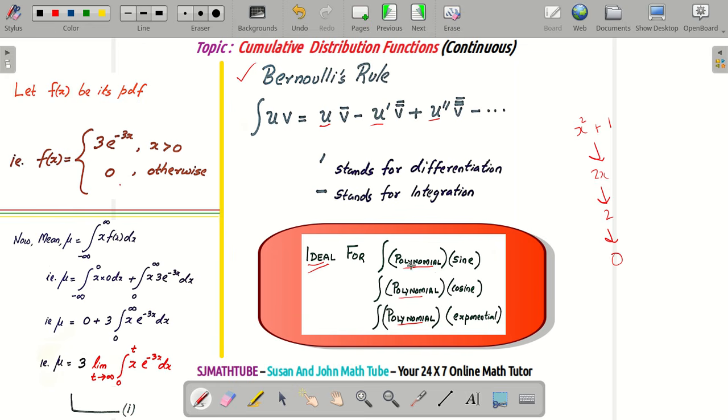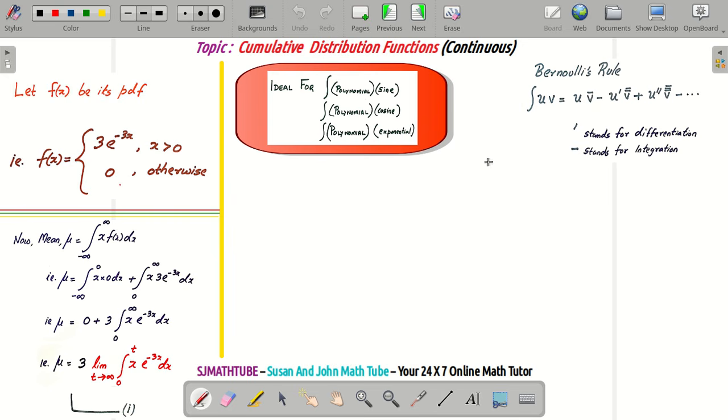And that's the reason I have kept the polynomial as the first function. Because you can see that we're going to differentiate again and again. So we practically will be differentiating till the polynomial vanishes. Okay, and this bar stands for integration. So we're going to integrate the second function again and again. So let's go for it.